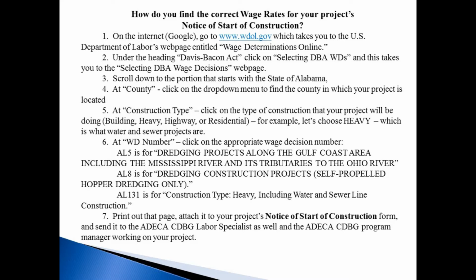So you will see an AL5, which is for dredging projects along the Gulf Coast. AL8 is for dredging construction projects. AL131 is for construction type heavy, including water and sewer line construction. Print out that page, attach it to your project's notice of start of construction form, and send it to ADECA's CDBG labor specialist, as well as the CDBG program manager working on your project.